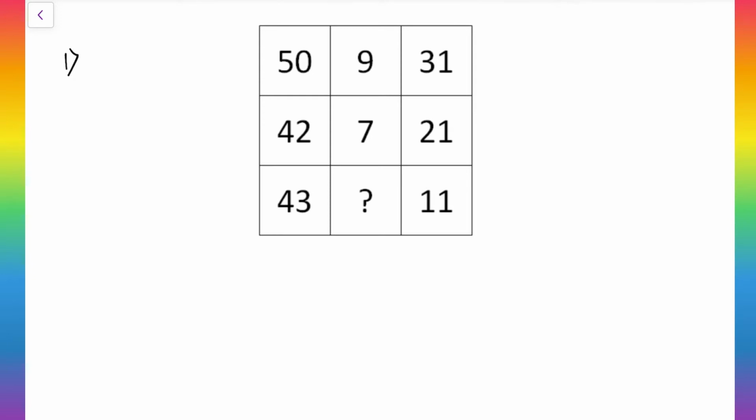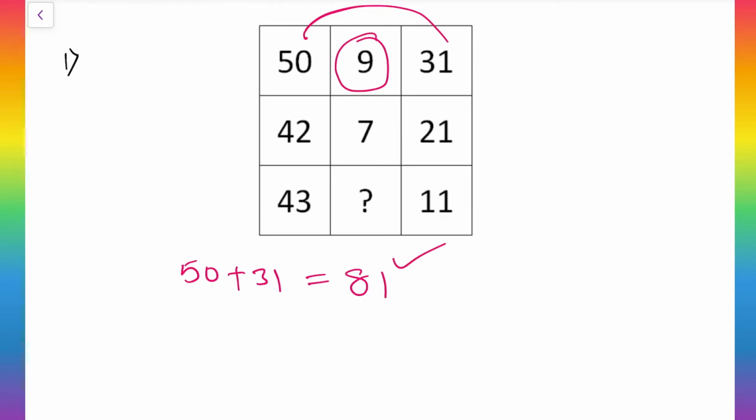First I am going with the first column and third column. The first column has 50 plus the third column number 31. 50 plus 31 is nothing but 81. Now, is there any logic between this middle number and this 81? Of course, there is. 9 square is 81. Otherwise, 9 into 9 is 81.